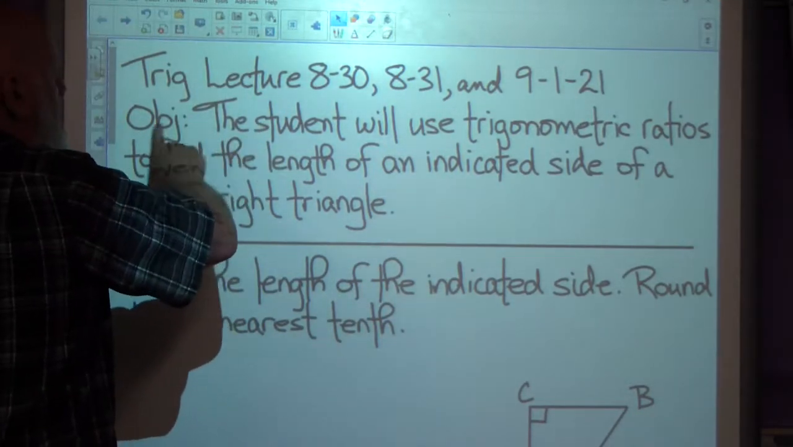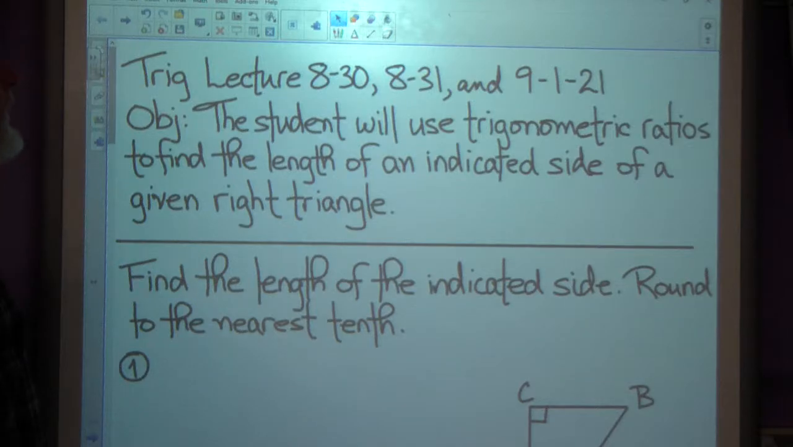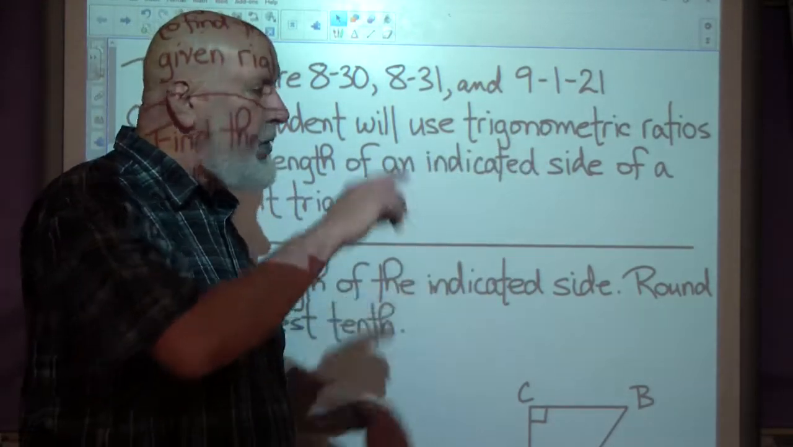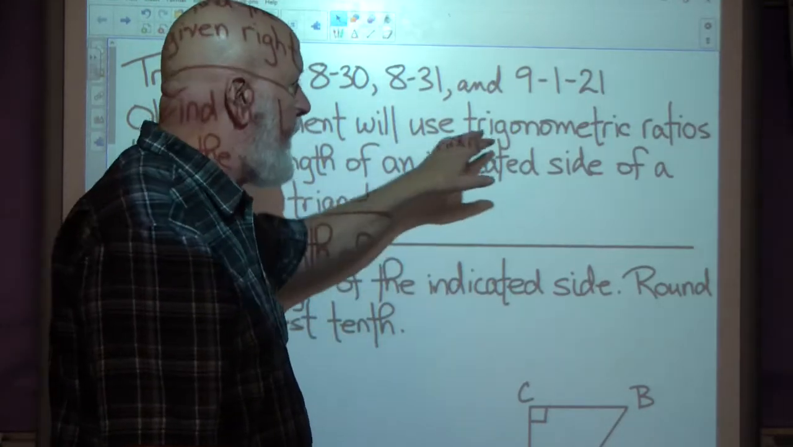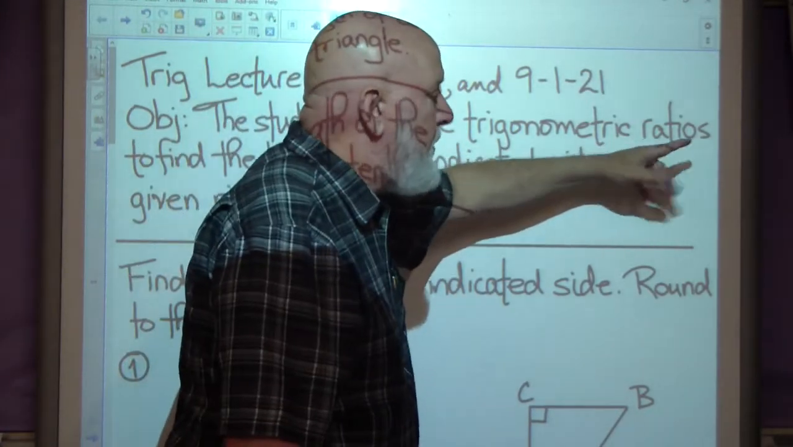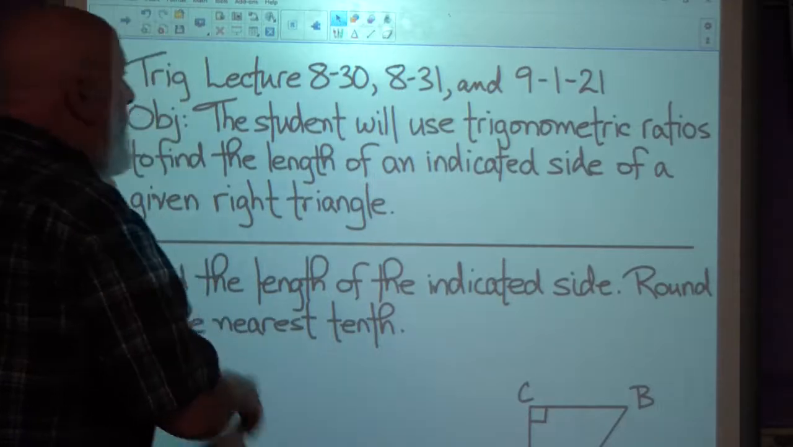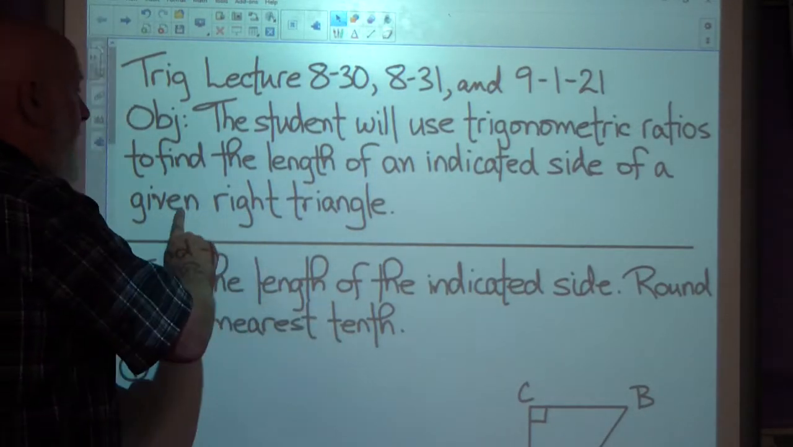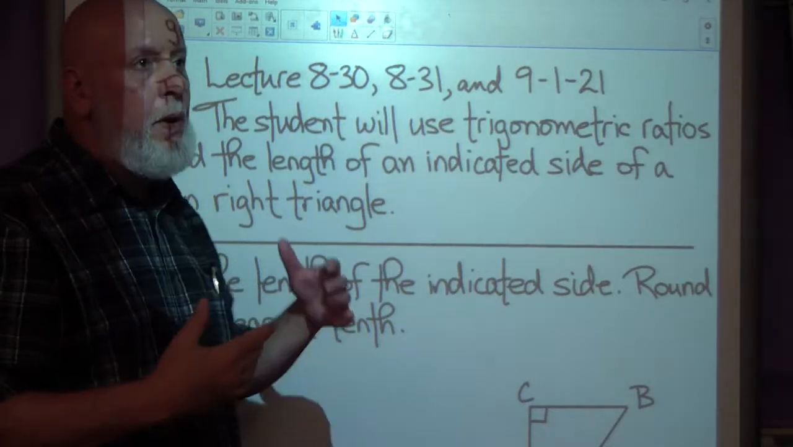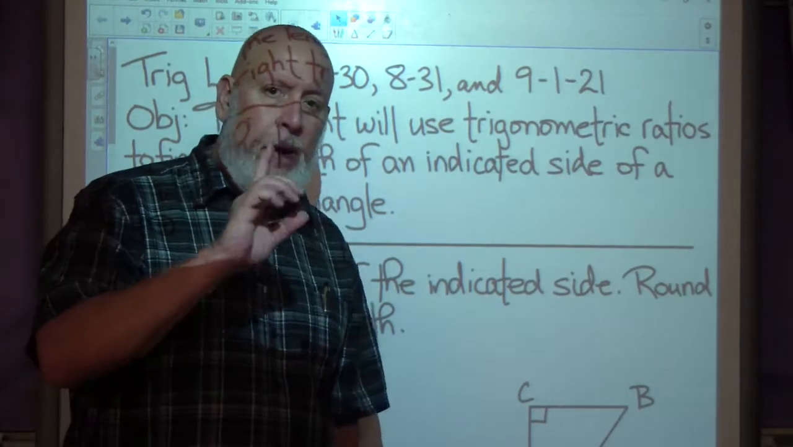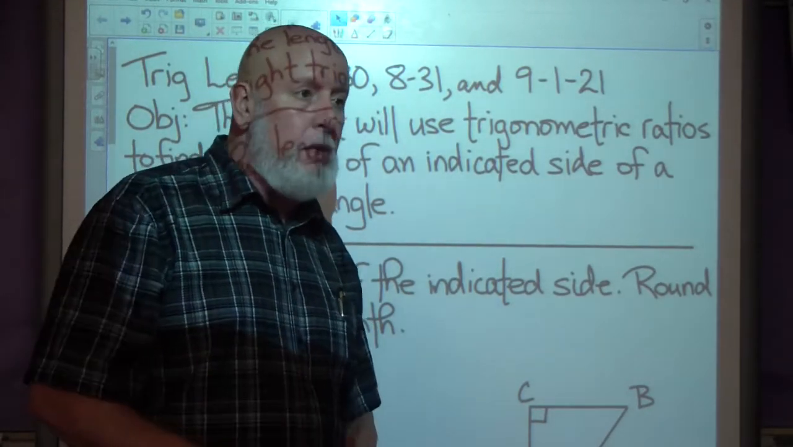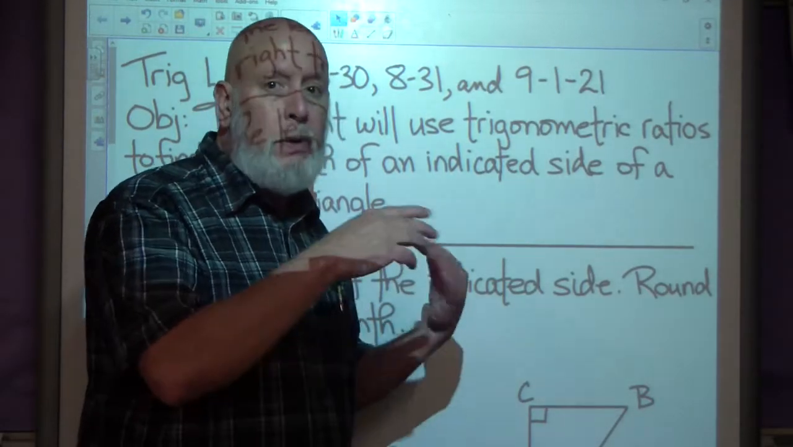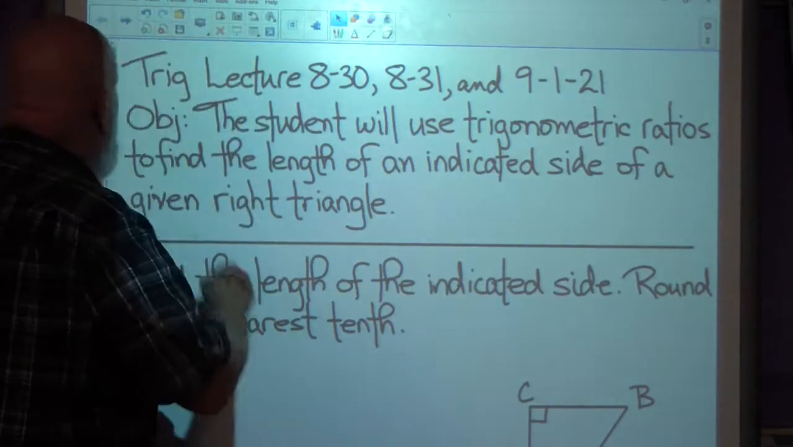Today, the objective is that the student will use trigonometric ratios. It's just trig ratios, opposite over hypotenuse, that sort of stuff. Trigonometric ratios, another word for fraction, to find the length of an indicated side of a given right triangle. So we're going to be given a right triangle, and we're going to be asked to find one of the sides. We just have to figure out which side we're looking for and use our trig ratio to find its length. Here's how that works.